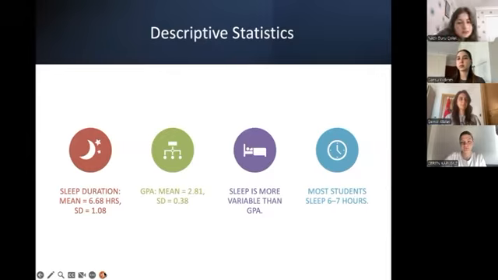In this slide, we present basic descriptive statistics. The average sleep duration is 6.68 hours with a standard deviation of 1.08. The average GPA is 2.81 and its standard deviation is 0.38. Sleep duration shows more variability compared to GPA. Most students sleep between 6 and 7 hours per night.